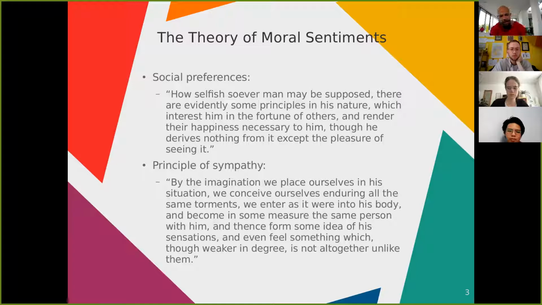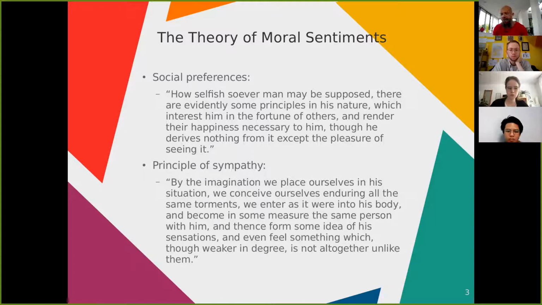By the imagination, he says, we place ourselves in his, I guess you could say, her situation. We conceive ourselves enduring all the same torments. We enter, as it were, into his body and become in some measure the same person with him, and thence form some idea of his sensations and even feel something which, though weaker in degree, is not altogether unlike them.